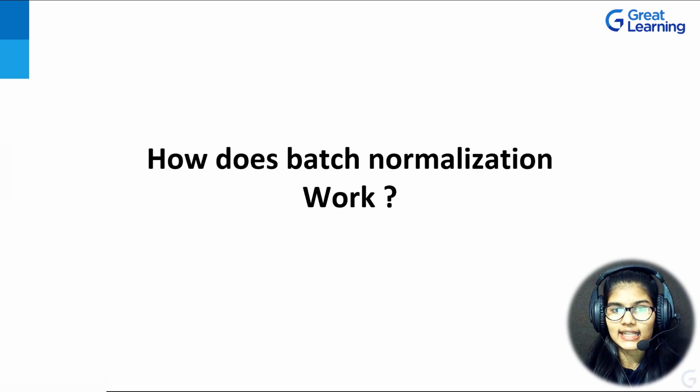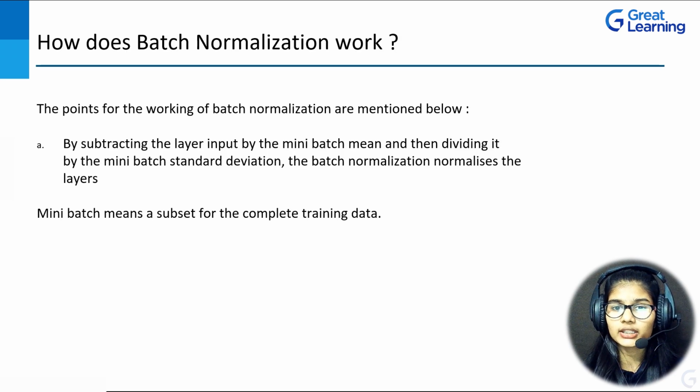Second, we discussed how batch normalization works. The working of batch normalization is super simple. First of all, you need to understand one term, which is called mini batch. A mini batch is a subset of the complete training data. So whatever your complete training data is, a mini batch is a subset of that.